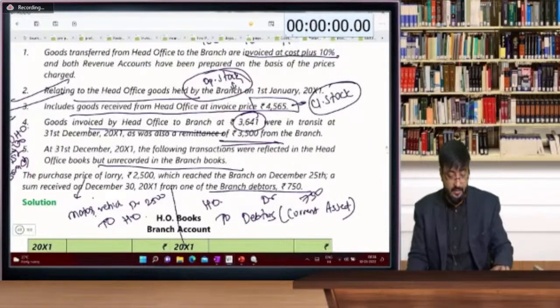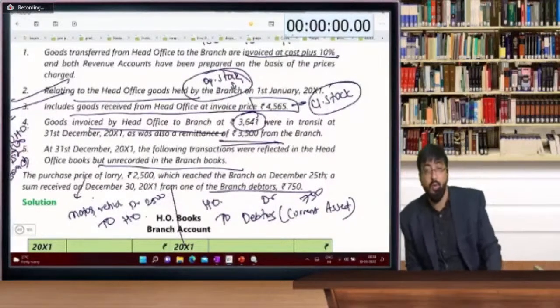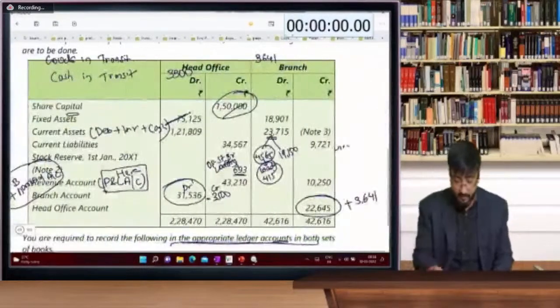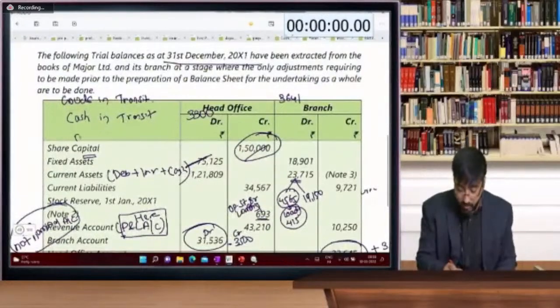Give effects by pencil in your trial balance. If you are getting a wrong answer, I will rectify it. Give these two effects, motor vehicle to HO and HO to current assets. And then I will tell you. I will tell you the answer, but first you update your trial balance. So what is the first step? Updation of your trial balance. Yes, motor vehicle account.